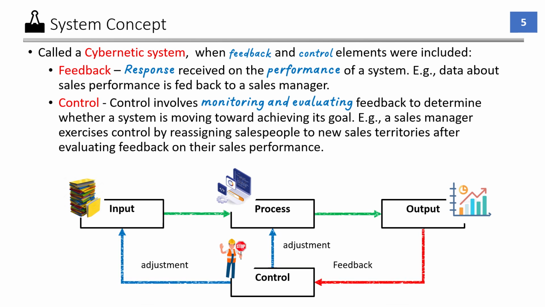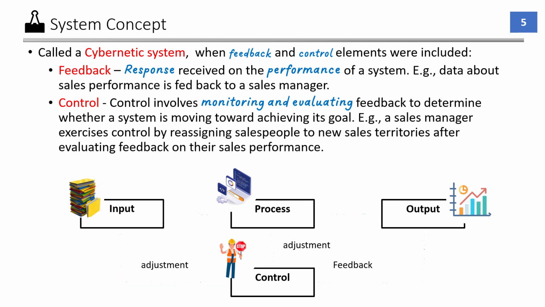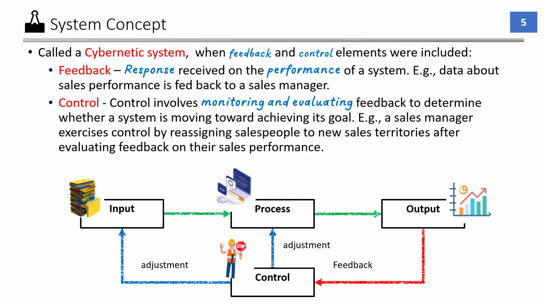In this type of system, feedback from the output flows back to influence the input or process. Control actions are then taken to improve performance and help the system move closer to its goals. This feedback and control loop allows systems to adapt, improve, and respond to changes, which is very important in both business and information systems.